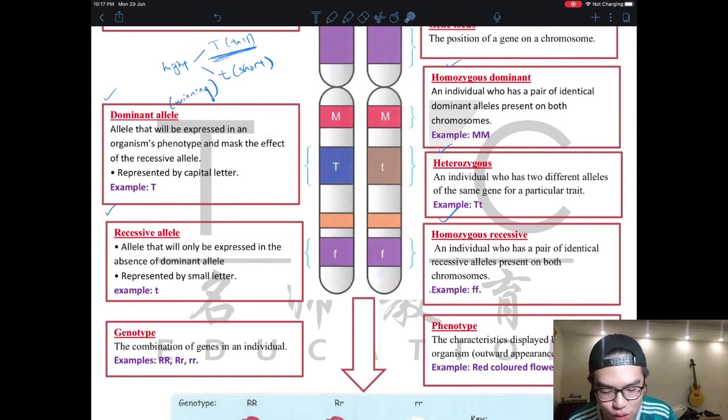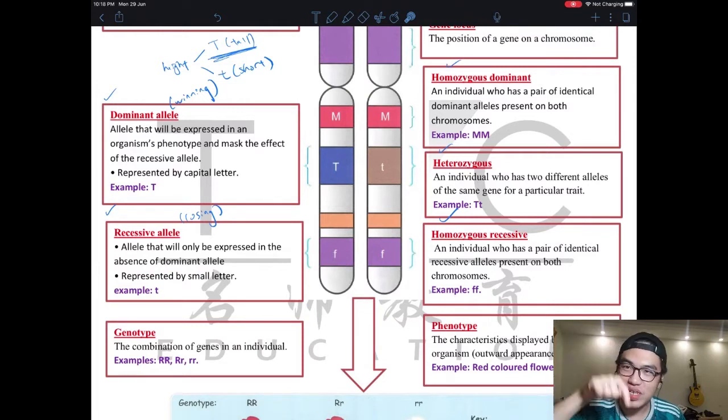As the name says, recessive allele is the losing guy. What does it say here? An allele that will only be expressed in the absence of a dominant allele. Only if there's no dominant can recessive show.